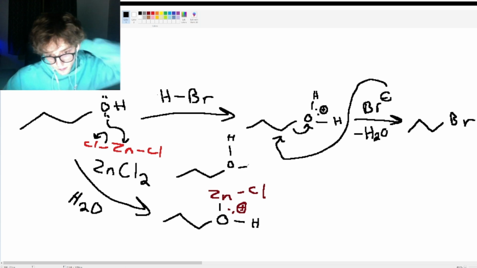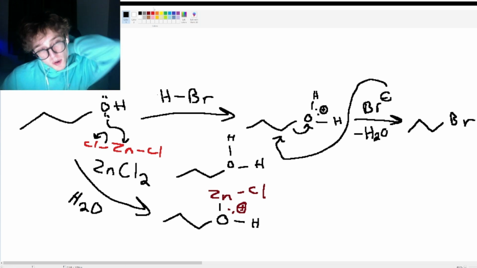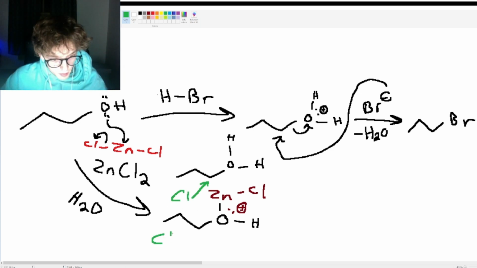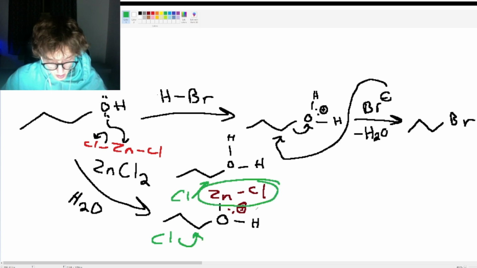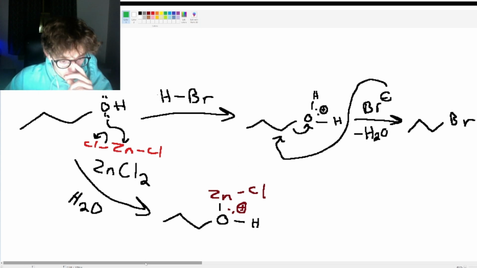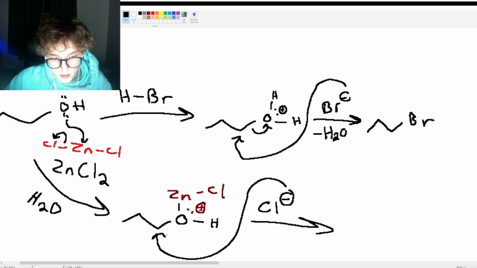This leaving group with our water, when chlorine's attacking instead of bromine, so when chlorine's coming in, it's going to have an easier time reacting with our compound with our zinc chloride. So keep that in mind. That's why we use zinc chloride there. Alrighty, and just like I was saying, SN2 occurs, so we're going to take that chlorine that we omitted, and it's going to go like this.